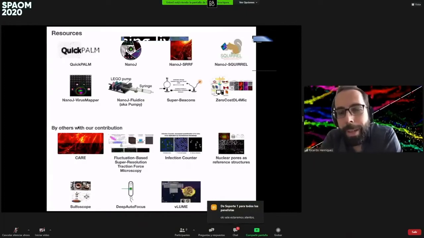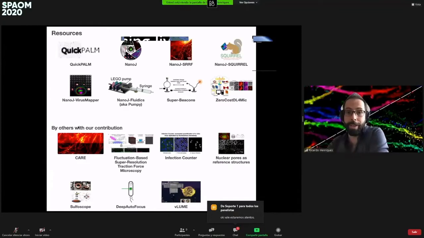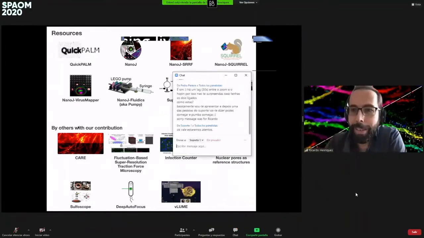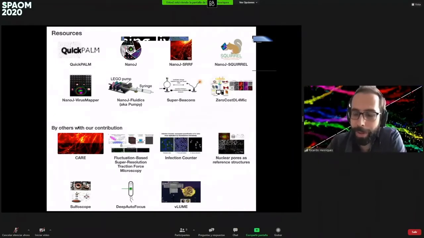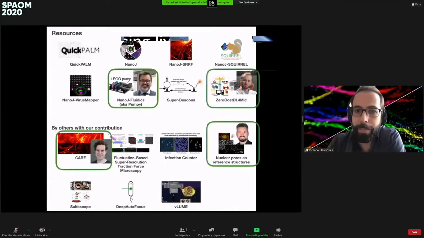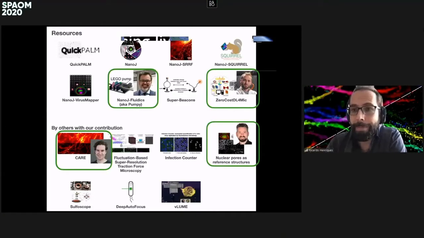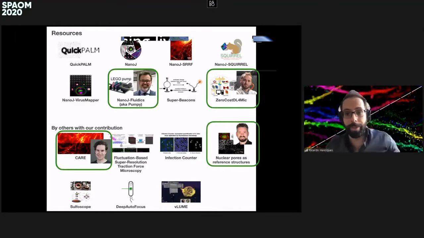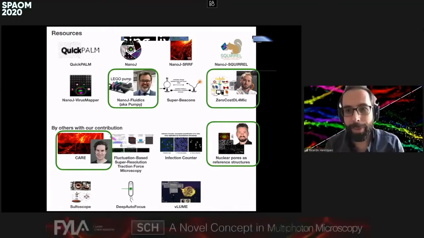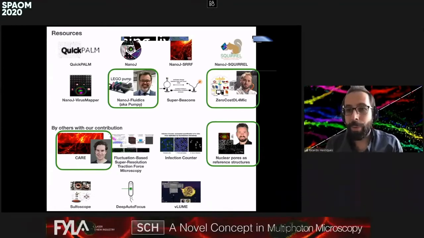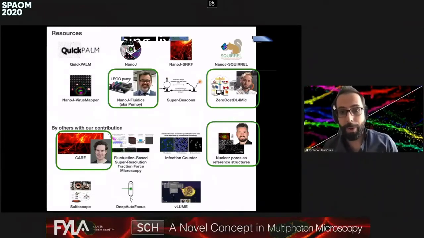So as you realize, we have developed quite a bit of an amphitheater of tools for microscopy. And during this talk, you already heard a little bit about some of them, such as, for example, nanoscale fluidics presented by Pedro and Roman, which was partially developed when Pedro was in our lab, and Roman's presenting zero-cost deep learning for microscopy.